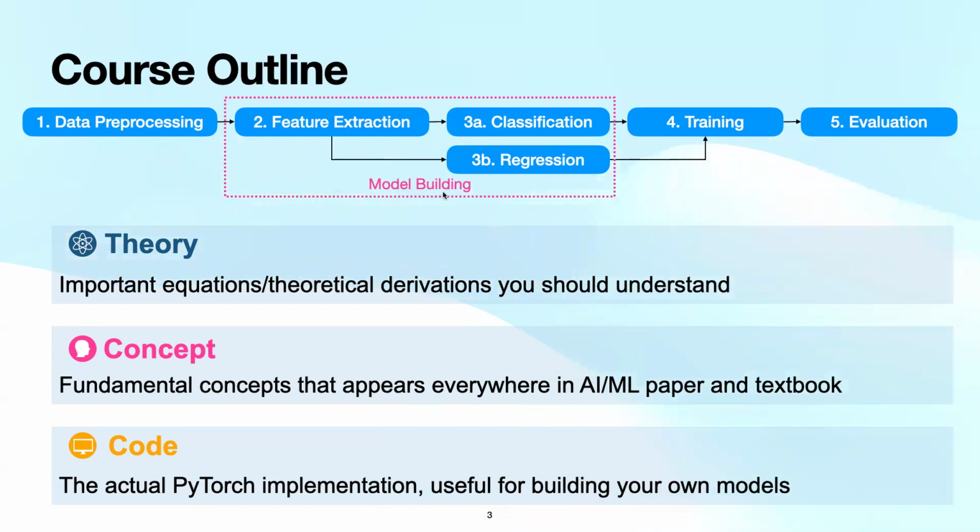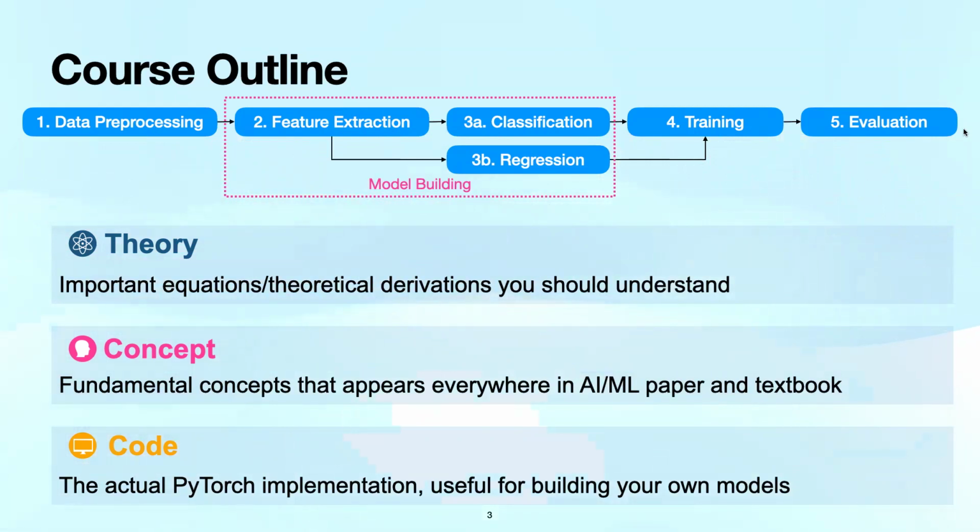So the model building part, which is the most important part of machine learning, is going to be split into a feature extraction part of the neural network, plus 2 possible tasks we can do, including classification and regression. And then we will talk about how we can train a machine learning model, and lastly, how we can evaluate the performance of our machine learning model.